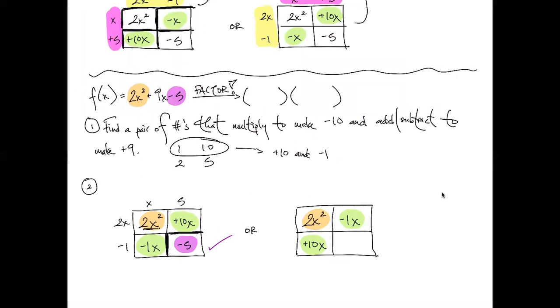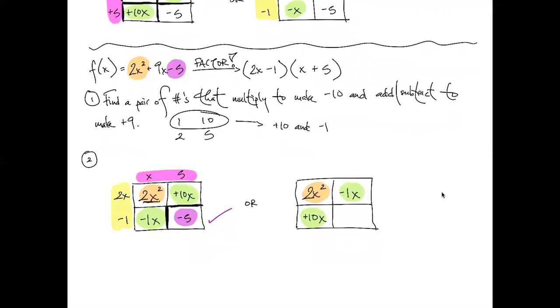And so as you can see, we have one factor here, x and 5, so that's an x plus 5, and this one is 2x minus 1. And so we could write our answer like 2x minus 1 times x plus 5, okay?